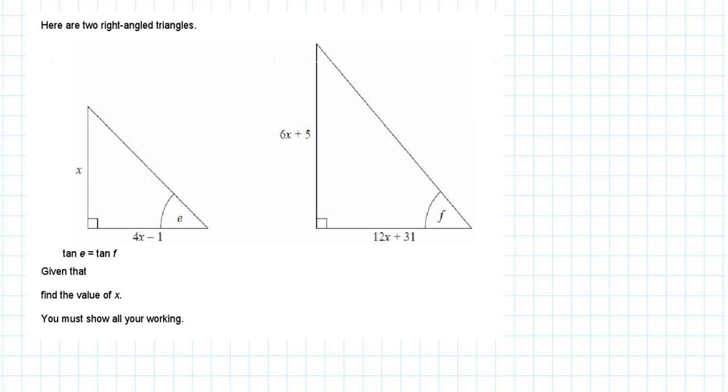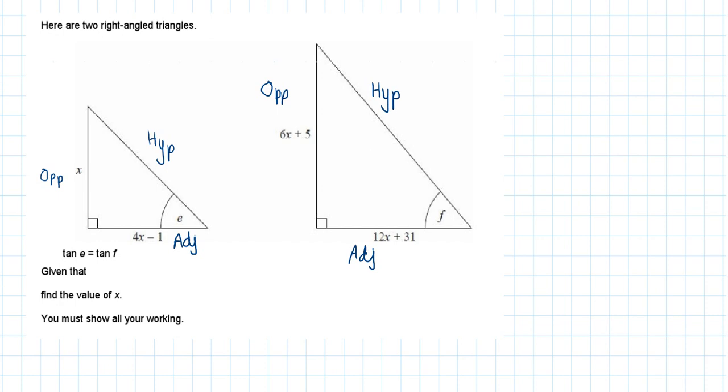The one on the left has an angle E, and let's label it. Based on this angle here, that's the opposite side. This is a right angle triangle. This is adjacent. That's the hypotenuse. And similarly with this triangle here with the angle F, that's the opposite side, that's the adjacent side, and we're left with the hypotenuse over here.